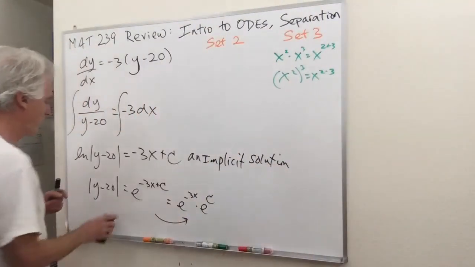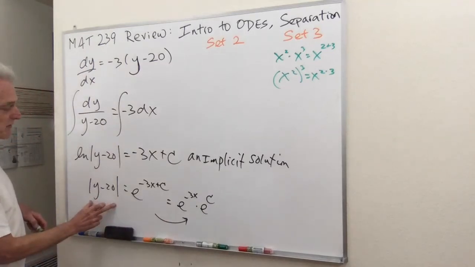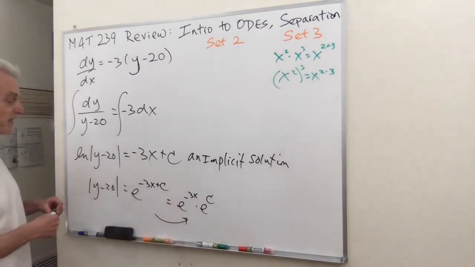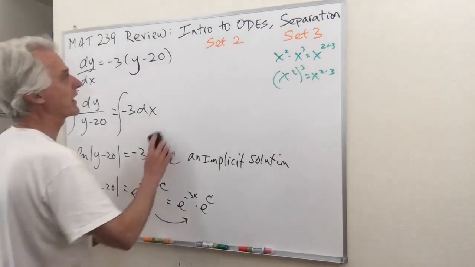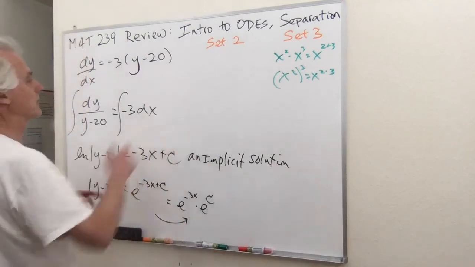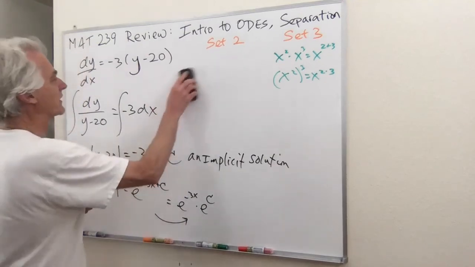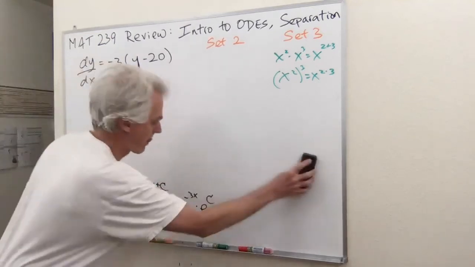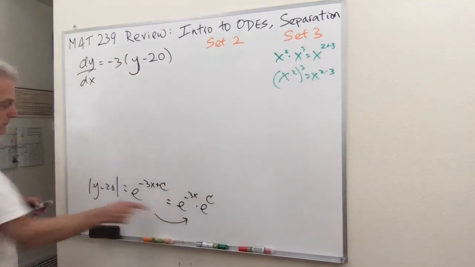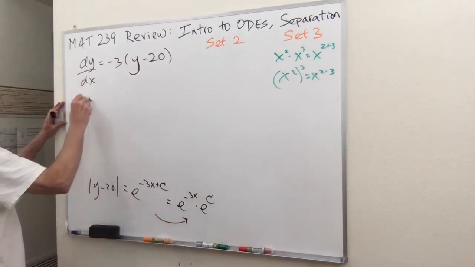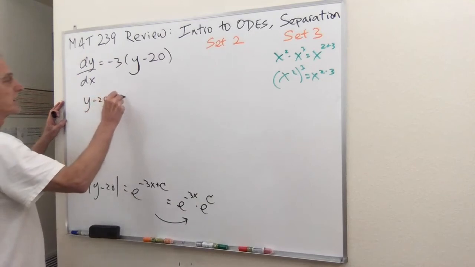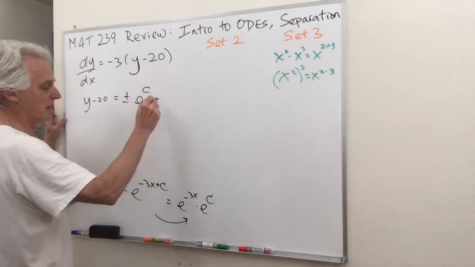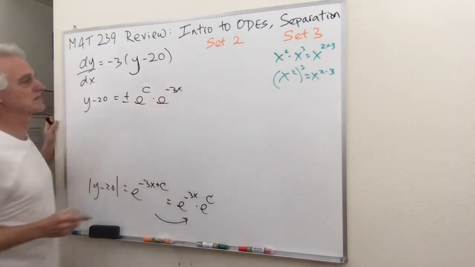Okay, so let's go on. We're trying to solve for y. Well, the absolute value of y equals something. That means y is plus or minus that thing. Okay, so let's go up here. I think I got room. Let's get rid of that. All right, so what is that? That means that y minus 20 itself is plus or minus, and we'll put the e to the c first, times e to the minus 3x.